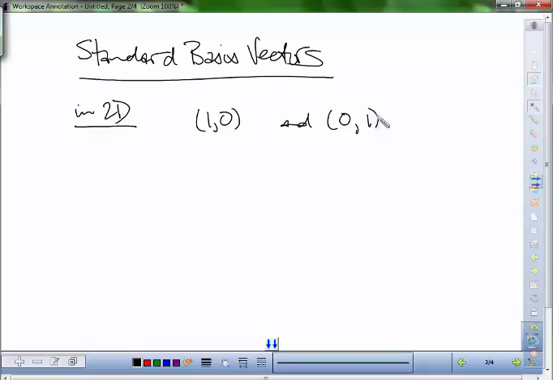The idea that they're basis vectors means any other 2-dimensional vector that I write can be written as a scalar multiple and addition of these 2 vectors. In fact, they call this the i vector, and they sometimes call this the j vector. And in 2 dimensions, that's how it's going to be defined.